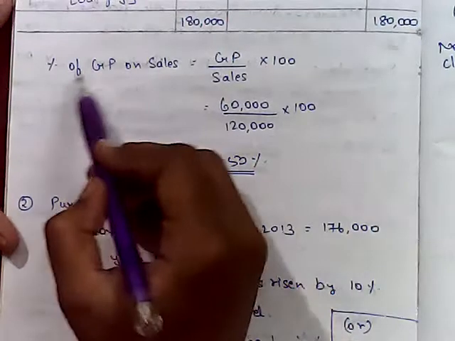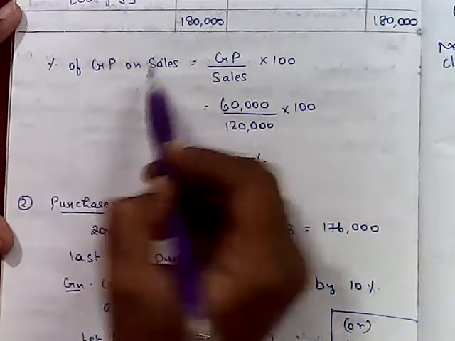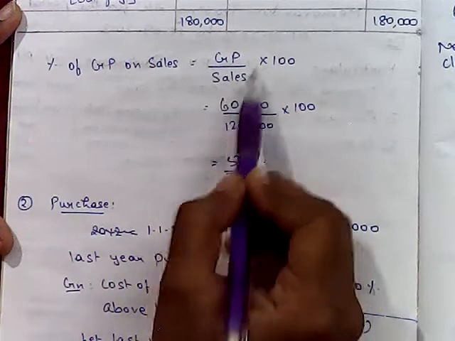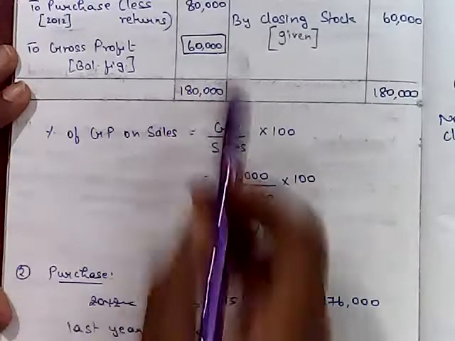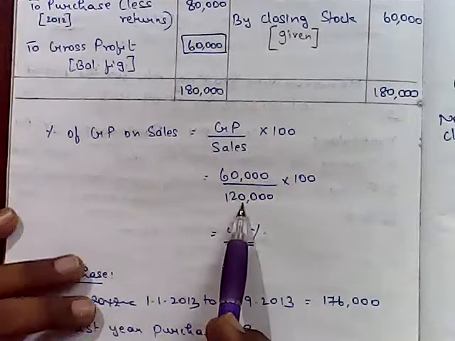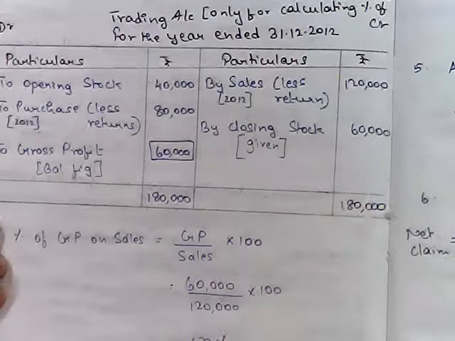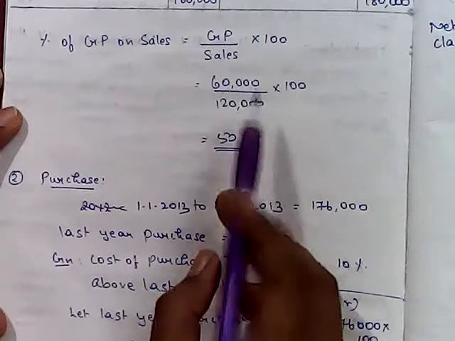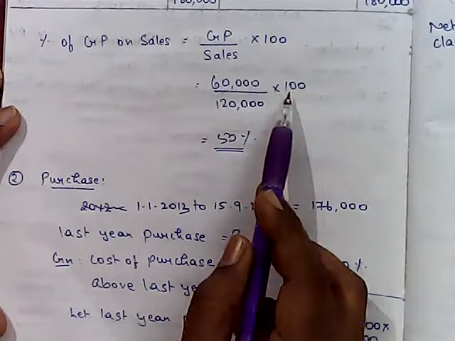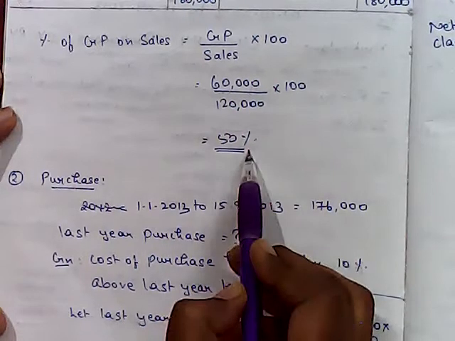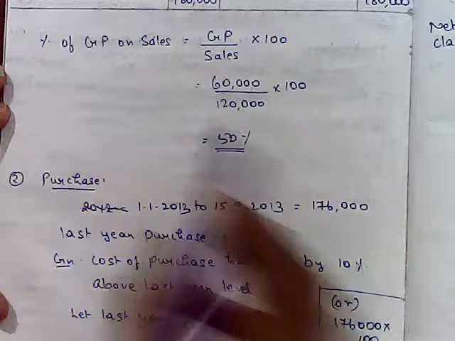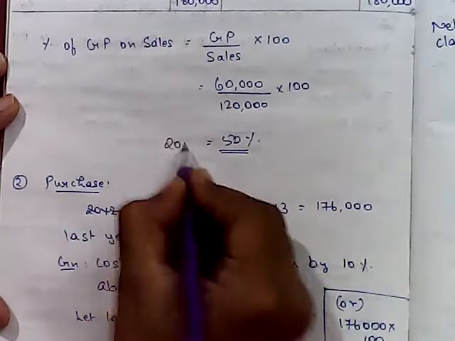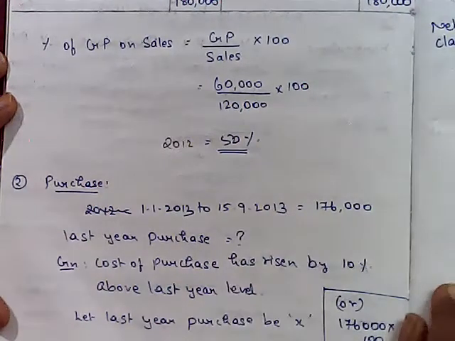Next we can find the percentage of gross profit on sales. Simple formula, GP by sales into 100. So gross profit is 60,000 as found out here, divided by the sales. Sales is nothing but 1,20,000 here. See, it's also given in the question. So 60,000 divided by 1,20,000 into 100, which is 50%. So the percentage of GP on sales for the year 2012 is 50%.